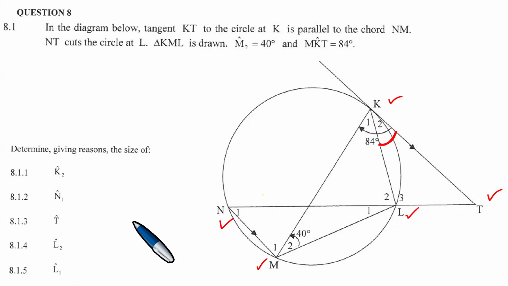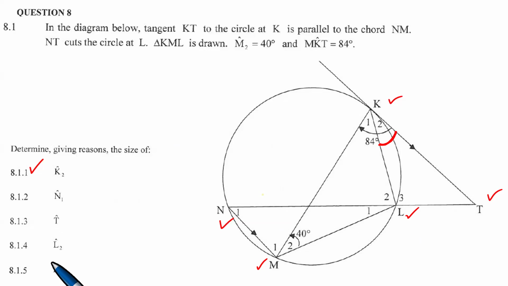Right, Tando. We're doing 8.1. We want to find the size of the angle K2. Please answer the question. Okay, Senulo. What is the size of the angle K2? 40, sir. It is 40. Why is it 40, Senulo? What is the reason? What's this theorem?